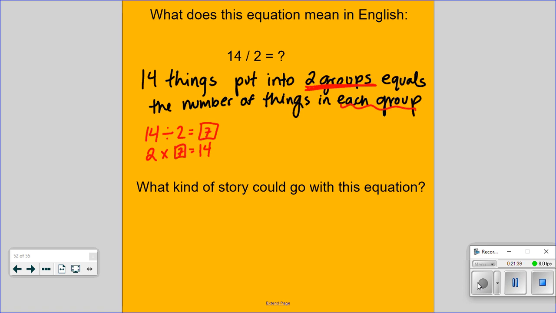Yep, that'll work. Will? Donald Duck has 14 books that he's never read. He puts some books into three garbage cans. How many books are in each can? There you go, that'll work. That makes so much sense.